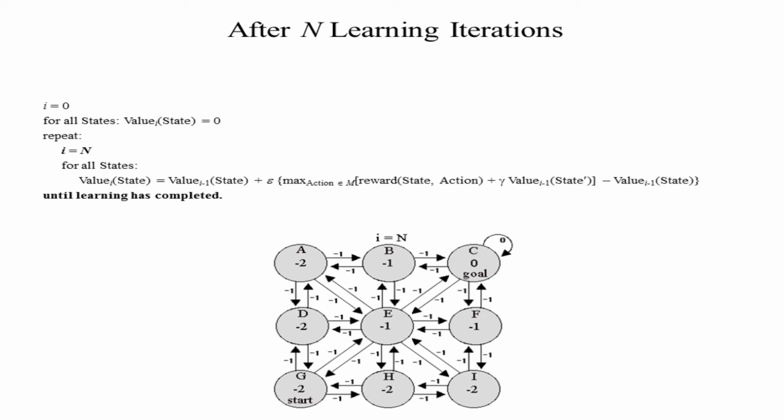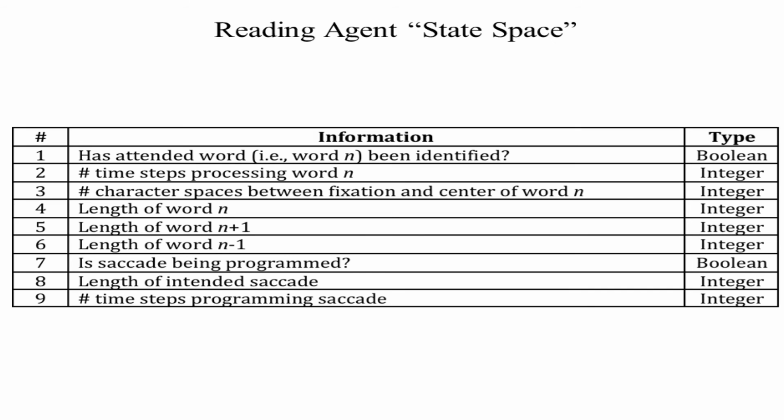So at this point, the agent has enough information to perform the task. Okay, so this is kind of a simple-minded example using a silly frog in a 2-dimensional lily pad state space. The reading agents had a 9-dimensional space, and the agents had access to all sorts of information.